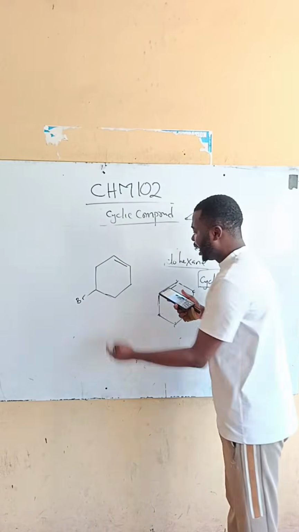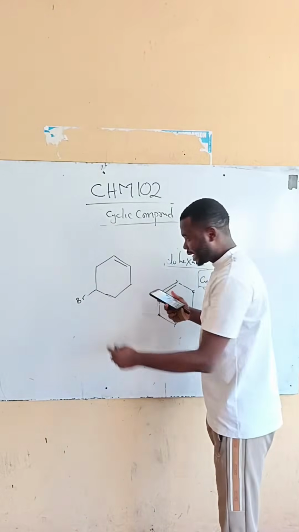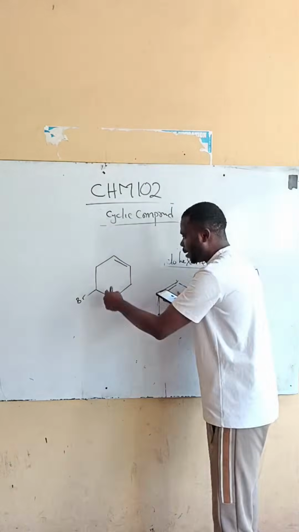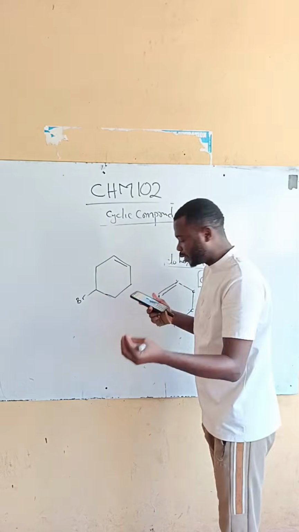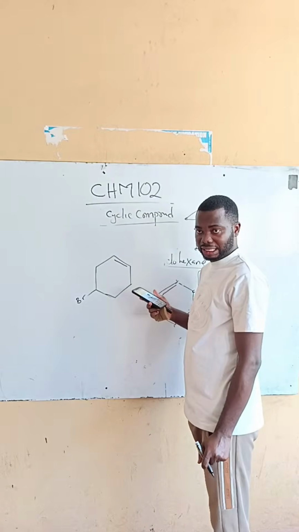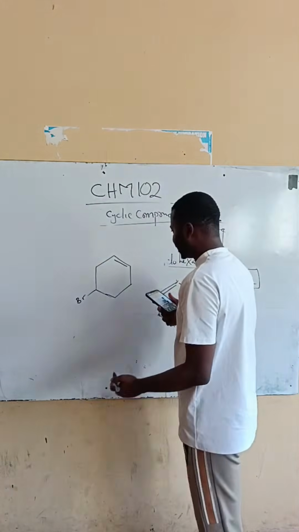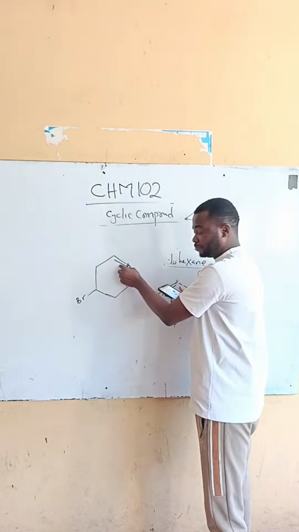And I told you that anytime you want to start your count, I can make any of these carbons my number one. Do you get it? But the rule is that you must ensure that your functional group has a very small number. So your functional group must have a very small number, meaning that this is my functional group. Can everybody see my functional group here?